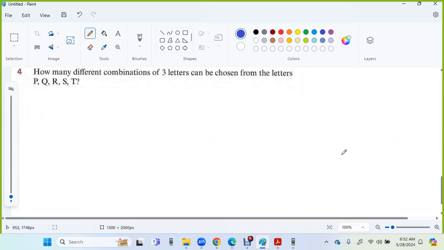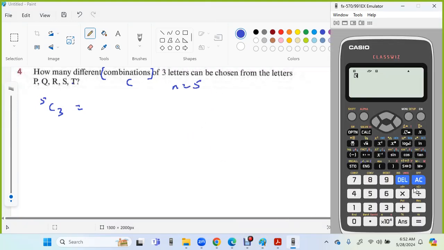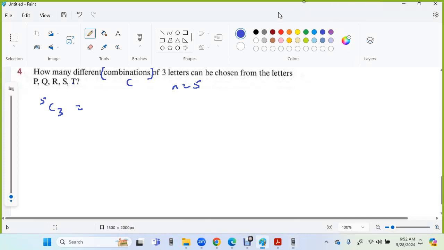And number 4, how many combinations of three letters can be chosen from the letters P, Q, R, S, T? So combination is C, permutation is P. For permutation we look for order; for combination we just choose only. So this one is 5 choose 3. So 1, 2, 3, 4, 5, so n equals 5 here. So we have 5 choose 3, then it is 10.